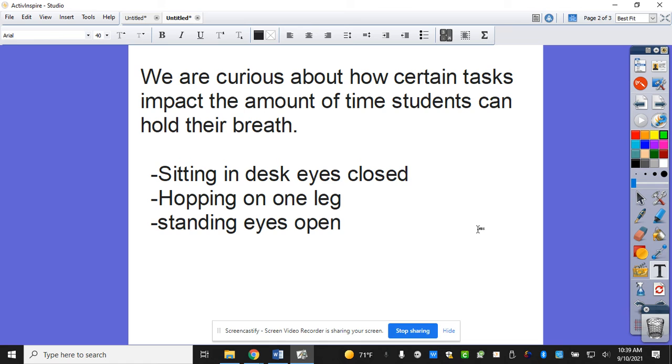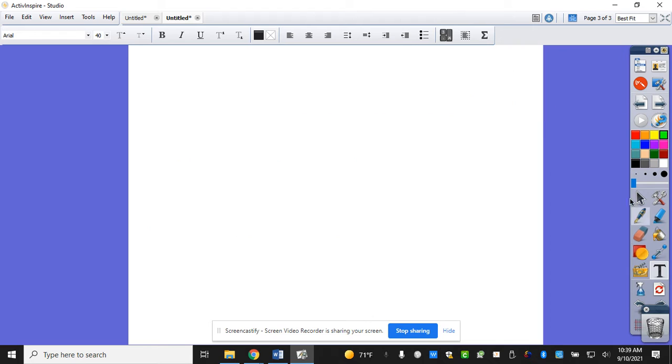So scenario, we are curious about how certain tasks impact the amount of time students can hold their breath: sitting at a desk eyes closed, hopping on one leg, standing eyes open. So if I want to talk about this like pieces from yesterday, what is my response variable?